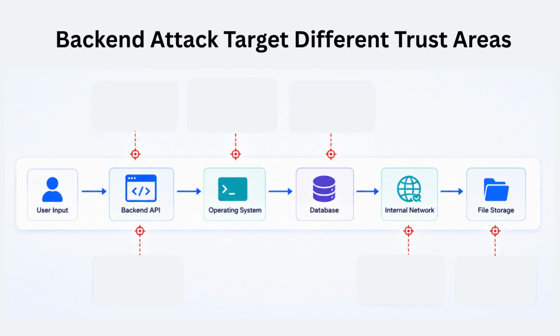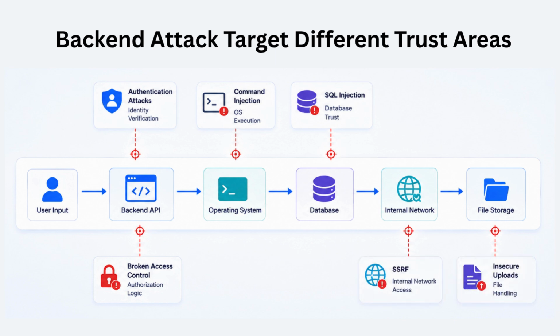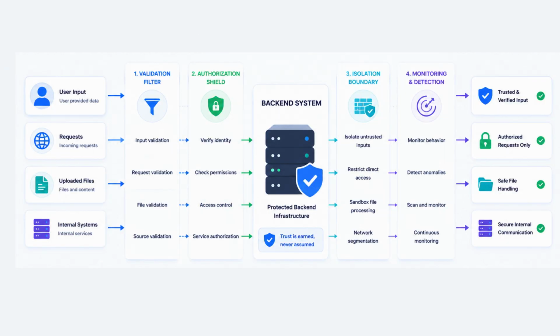Looking across all these attacks, another pattern begins to emerge. SQL injection abuses database trust. Command injection targets operating system execution. Authentication attacks target identity verification. Broken access control targets authorization logic. SSRF abuses trusted backend network access. And insecure uploads target backend file handling. Backend security is fundamentally about controlling trust: trusting user input, trusting requests, trusting uploaded files, trusting internal systems.